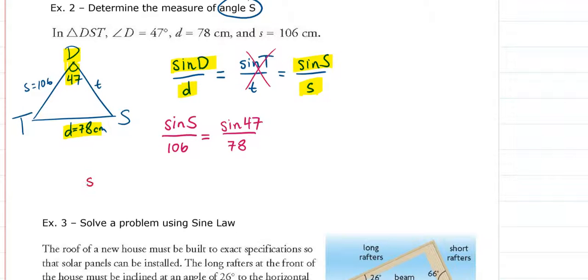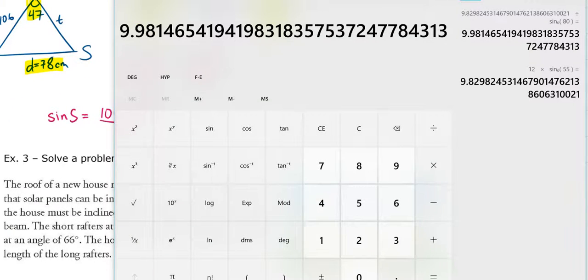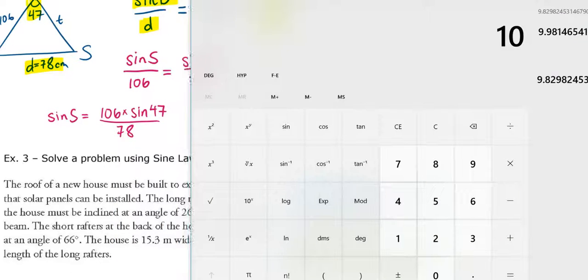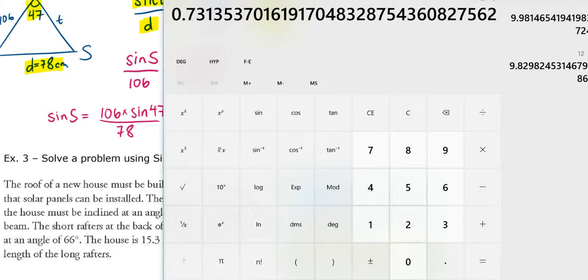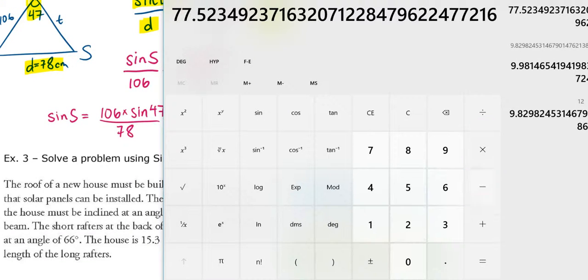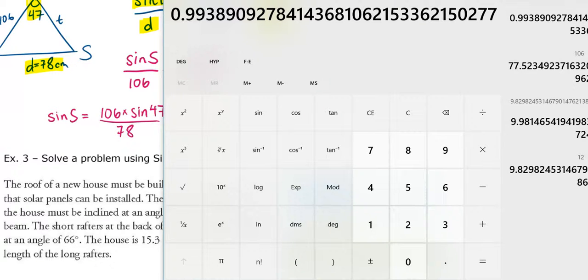So if I solve for angle S, I would say sine of s, multiply both sides by 106. So I have 106 times sine of 47 degrees divided by 78. So take my calculator. I'm going to do 106 times the sine of 47 degrees and divide that by 78. So I get a decimal 0.9938.